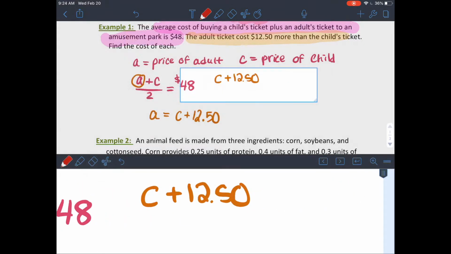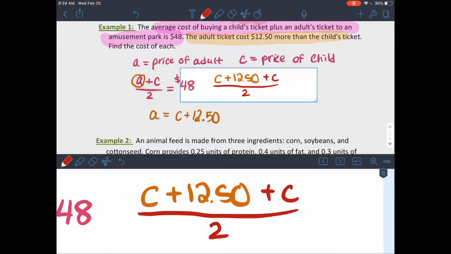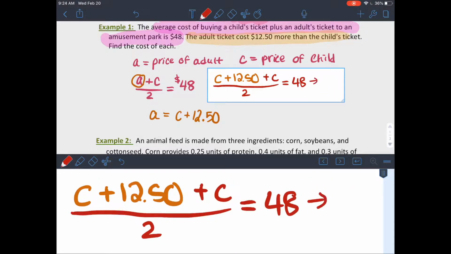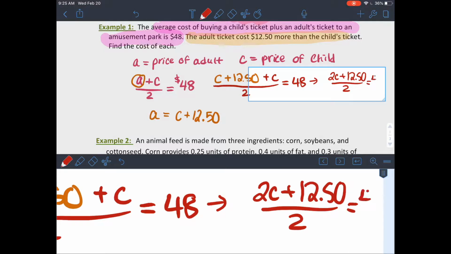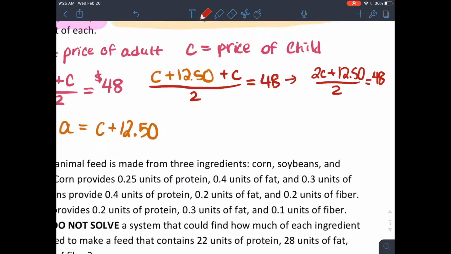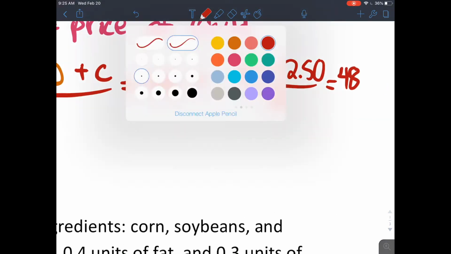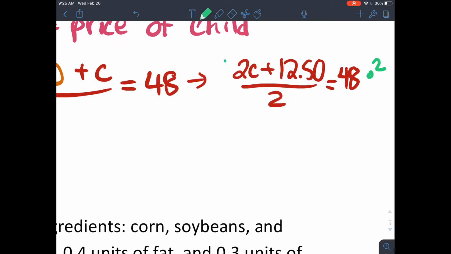So if I substitute that in to my first equation and do a little bit of simplifying, combine some like terms, we could make that (2c plus 12.50) all over 2 is equal to 48. Easiest way is to just multiply both sides times 2 so that you no longer have a fraction, and then you'll end up with 2c plus 12.50 equals 96. Had to think about that for a second.